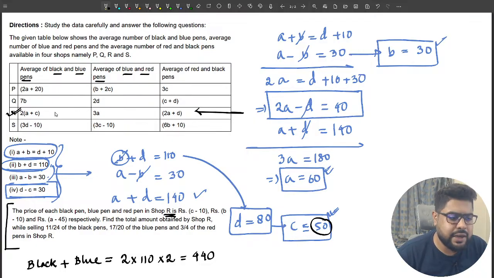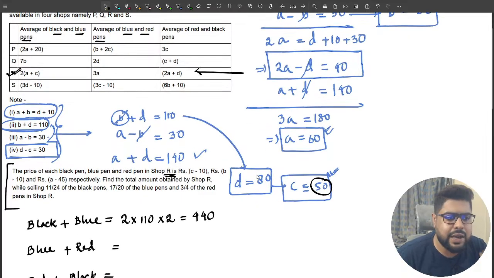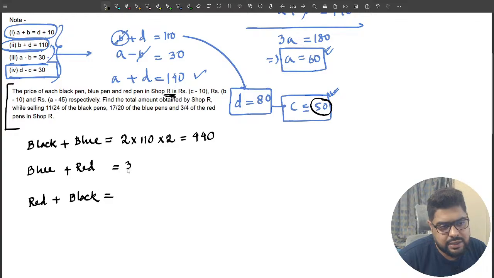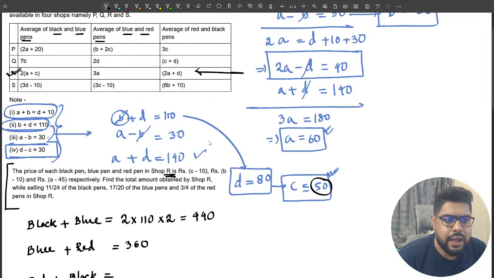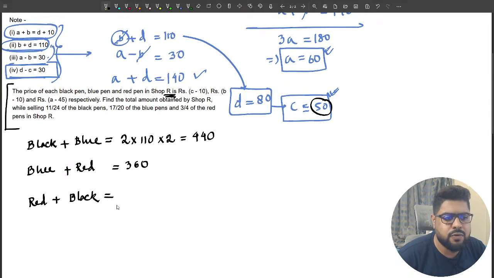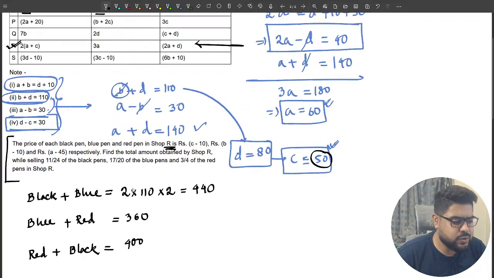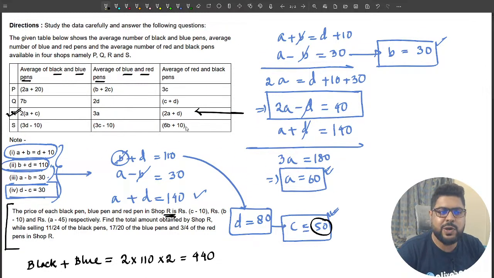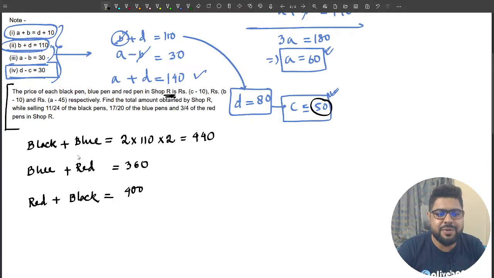2 into A plus C, right? A is 60 plus 110. No, this one I have done correctly. It is 3A. 3A means 180. 180 into 2, sir, 360. And this one, 2A plus D. 2A is 120 plus D is 80. 200. So it is 400, sir. My mistake, everyone. Instead of taking this row, I had somehow got into the row for shop S. So this is the number of pens.